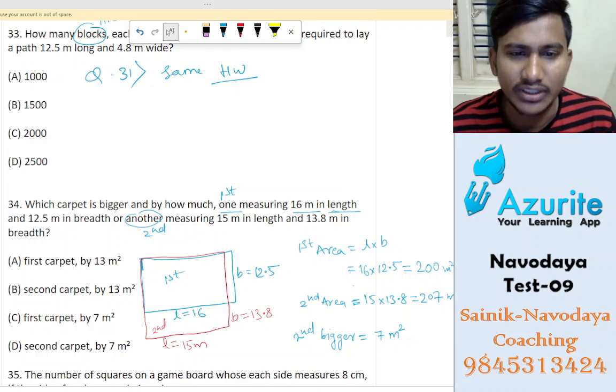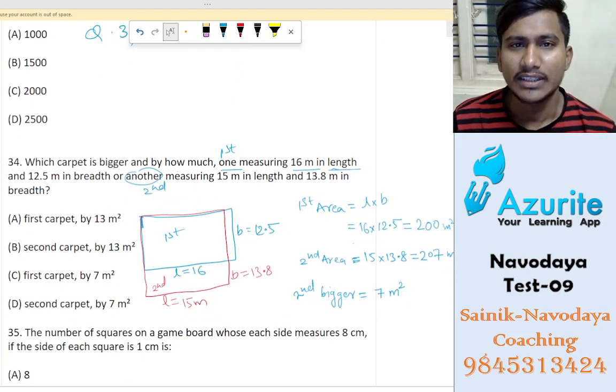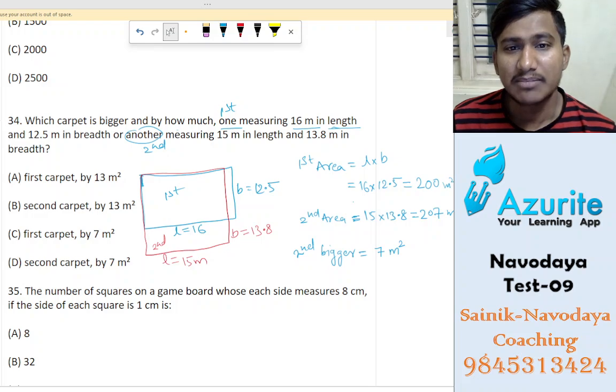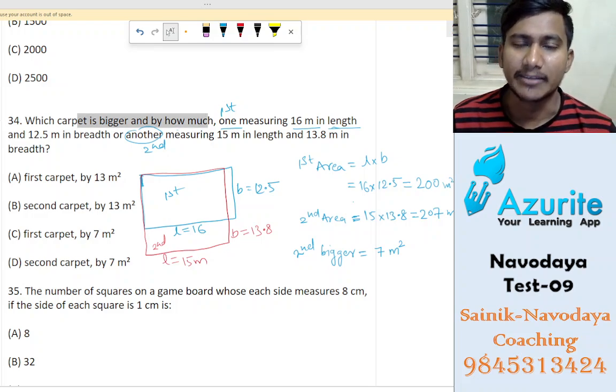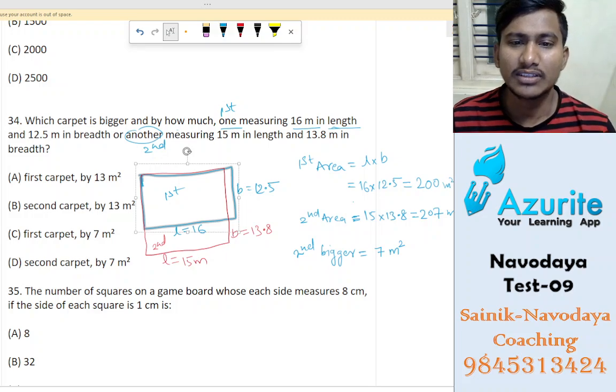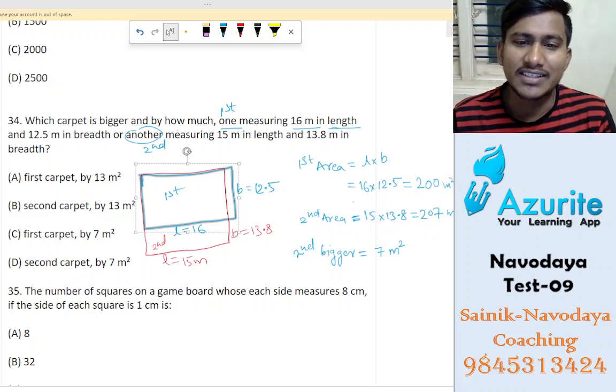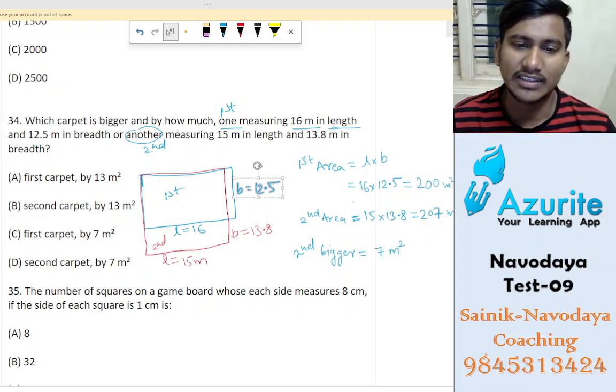Next, 34, right? So 34 is what? Here, which carpet is bigger? By how much, they are telling? So one measuring 16 meter in length and 12.5 meter in breadth. First one, this is the blue one. So length is 16 meter and breadth is how much? Here 12.5 meter. Length is 16 meter.